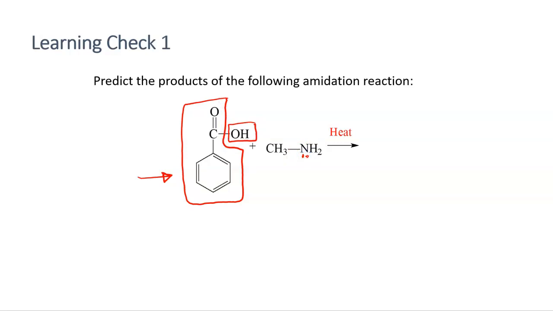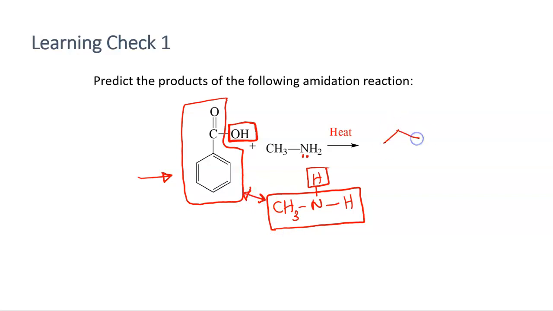Now, to understand the reaction, I'm going to draw the extended formula for the amine showing two hydrogen atoms separately. One of these hydrogen atoms will combine with the hydroxyl group to form that water molecule. The other fragment of the amine will go and combine with the acid fragment, so these two fragments will combine to form the amide. I'm going to draw the amide here.